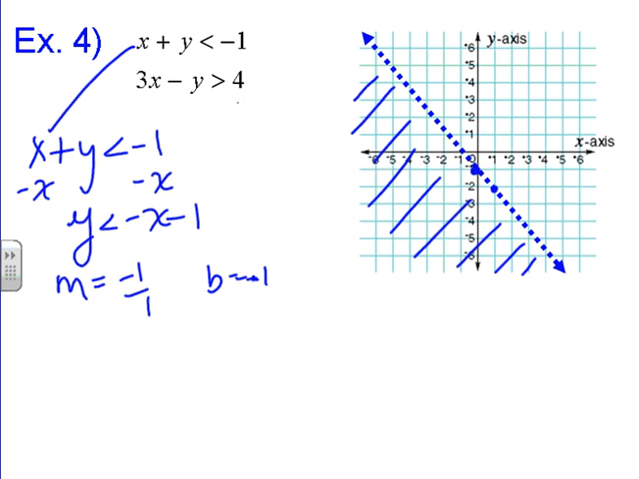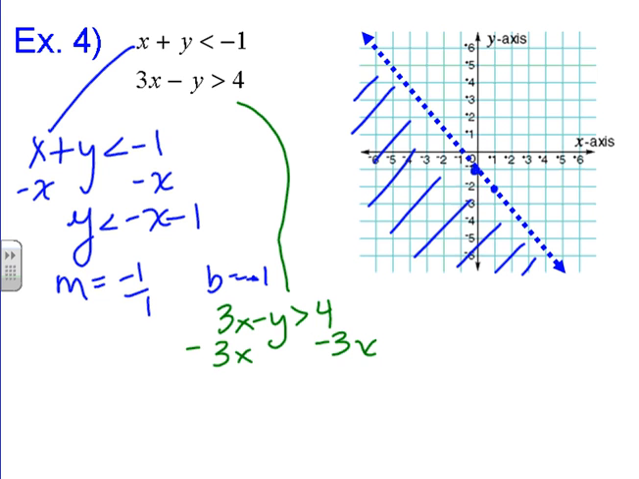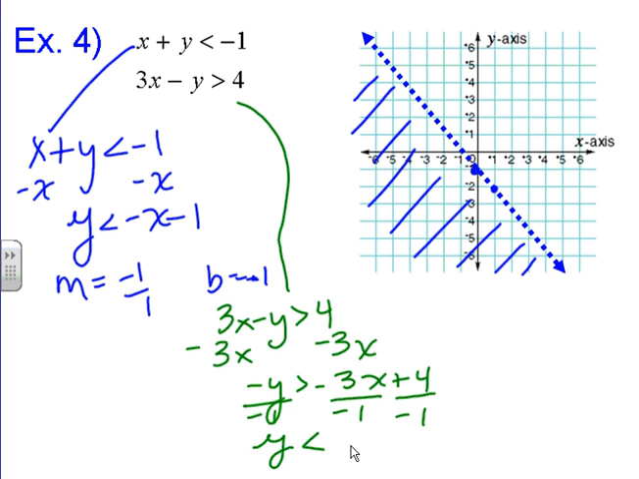Okay, now we'll take a look at the second one here. And this one here is 3x minus y is greater than 4. And again, we're going to work on getting that y by itself, so we're going to subtract 3x from both sides. Gets us -y is greater than -3x plus 4. We need to divide everything by -1. And when we do that, that changes the inequality sign. So then we have y is less than positive 3x minus 4.